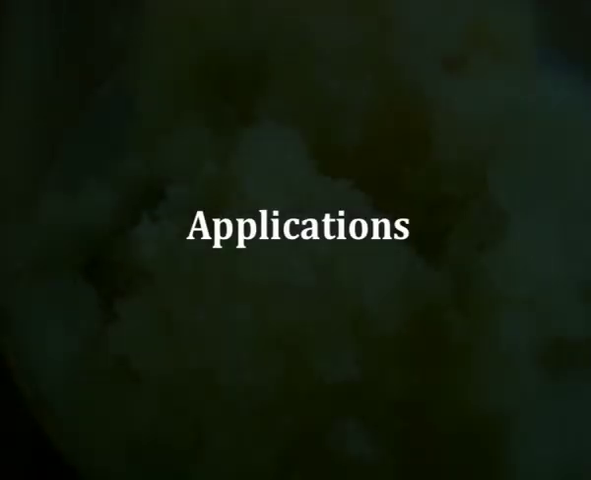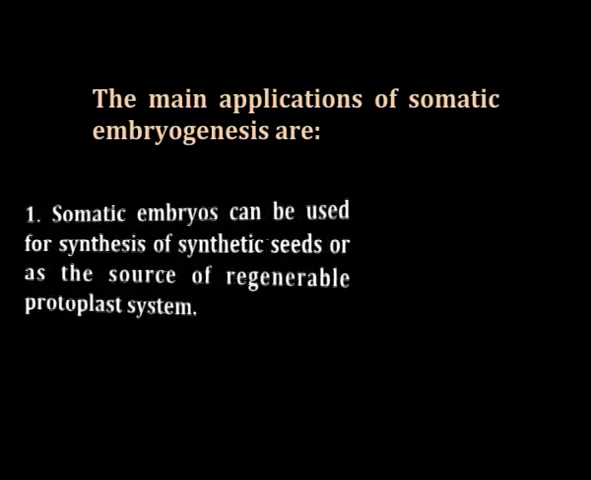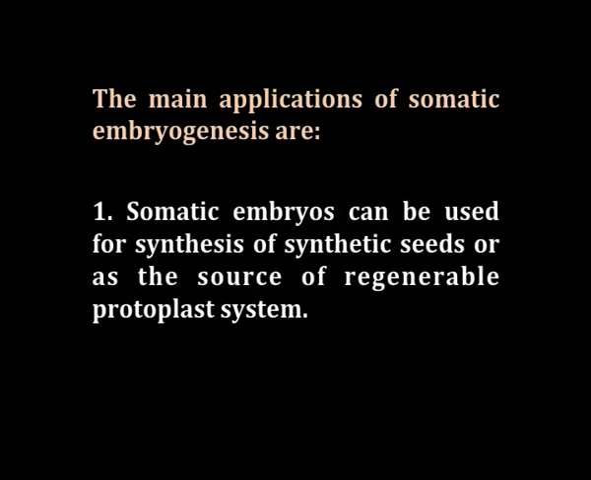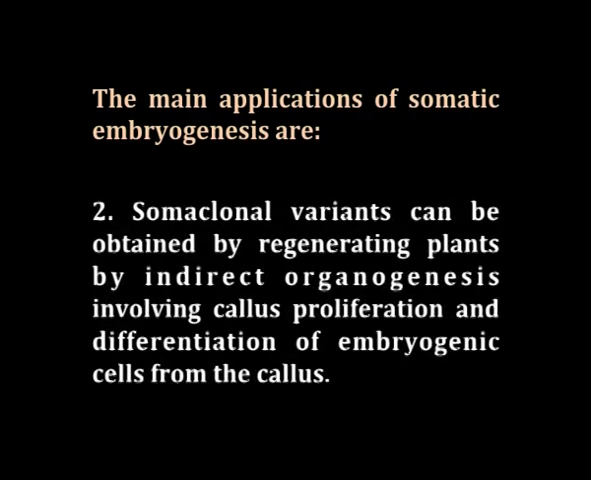Let us now see the applications of somatic embryogenesis. The first application is somatic embryos can be used for synthesis of synthetic seeds or as the source of regenerable protoplast system. Next, somaclonal variants can be obtained by regenerating plants by indirect organogenesis involving callus proliferation and differentiation of embryogenic cells from the callus.